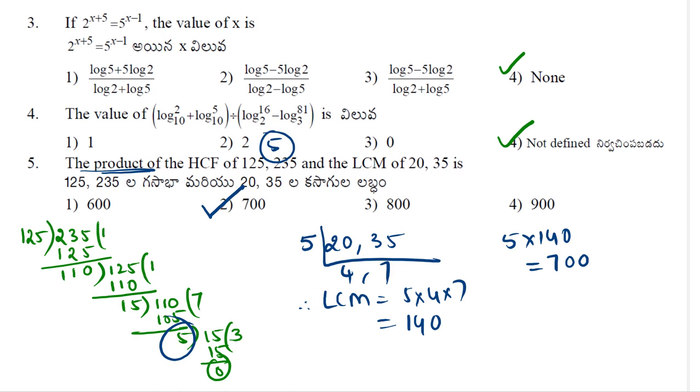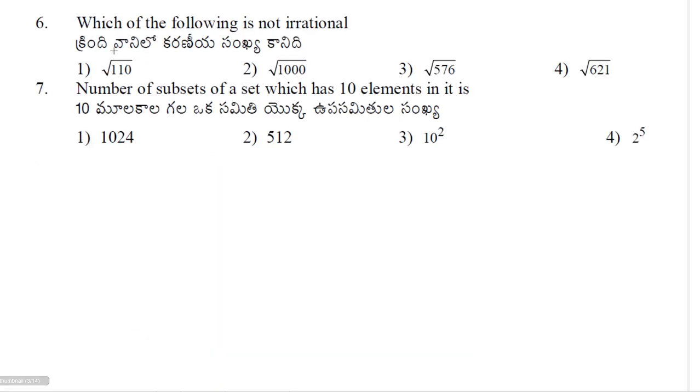Now let us go to next sixth question. Which of the following is not irrational? Not irrational. If you take the first one, there is square root of 110. There is no exact square root for 110. So this is an irrational number. We need to find out which is not an irrational. So this is not correct.